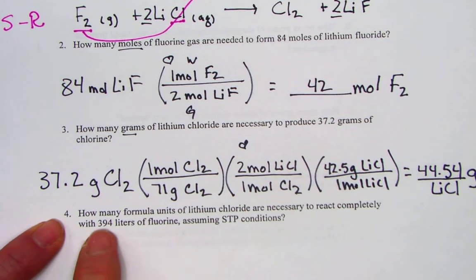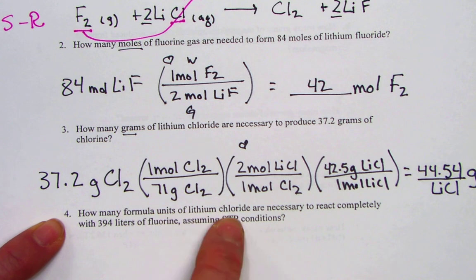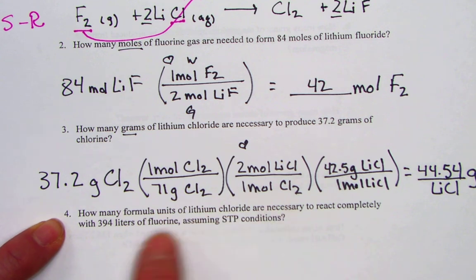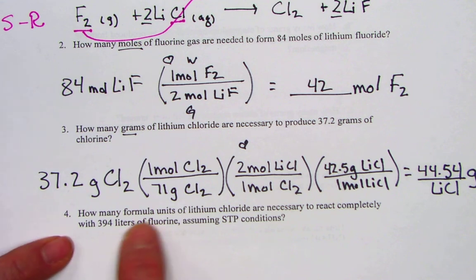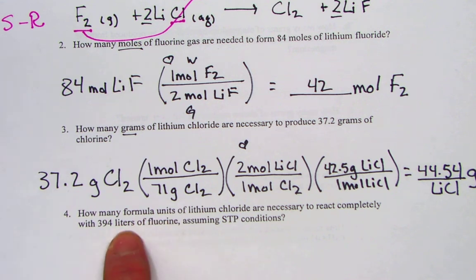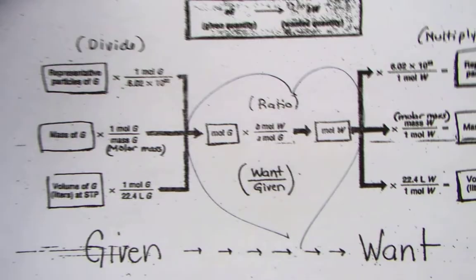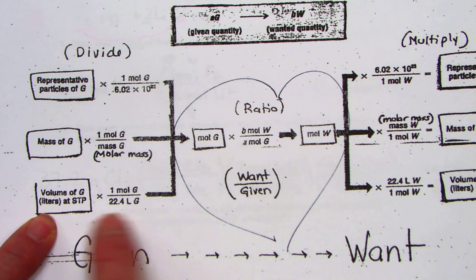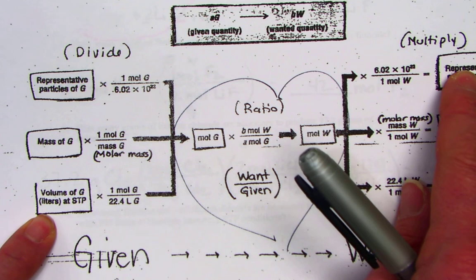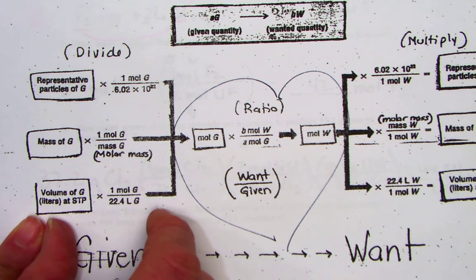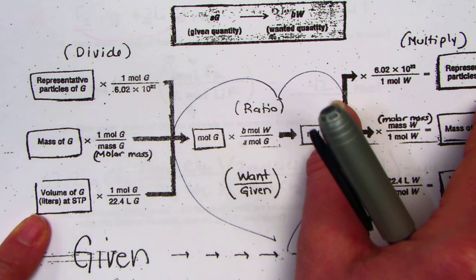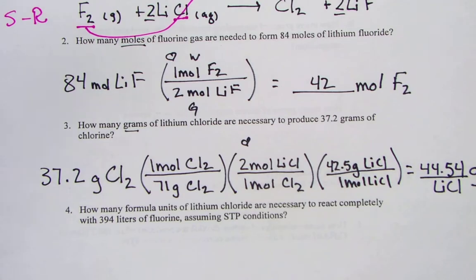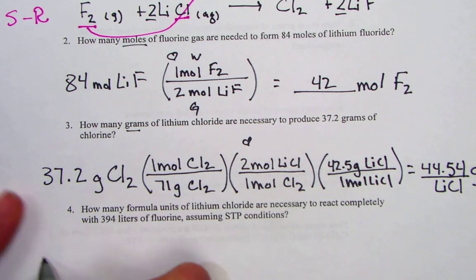Question 4 reads, how many formula units of lithium chloride are necessary to completely react with 394 liters of fluorine? Given a volume, we want to calculate formula units. Just thinking about the stoichiometry roadmap, we're starting at volume and want to work to the number of units. So I have 3 parentheses where I use molar volume in step 1, the ratio in step 2, and it looks like Avogadro in step 3. And we'll land at the formula units of the product.